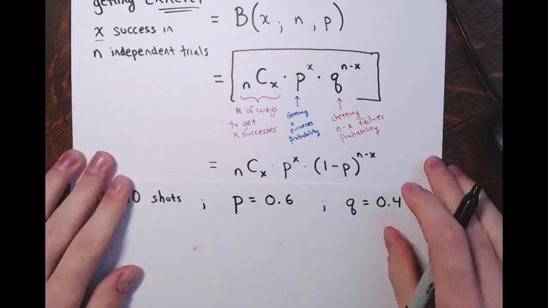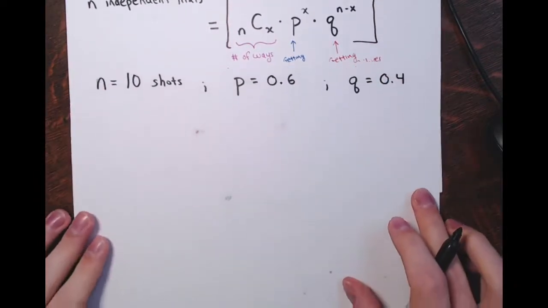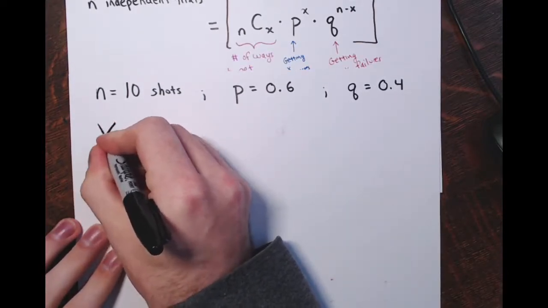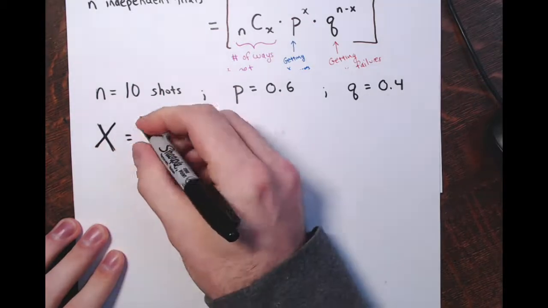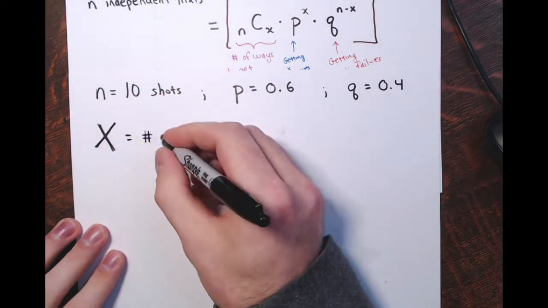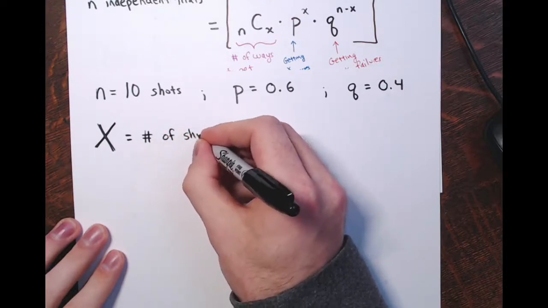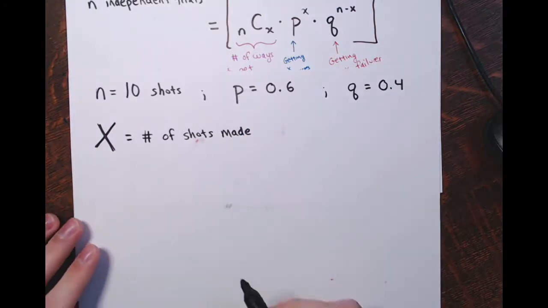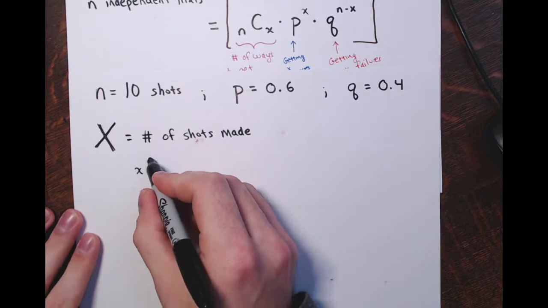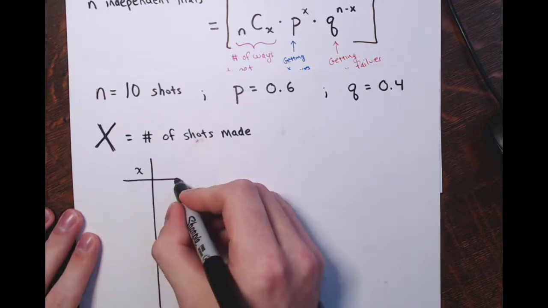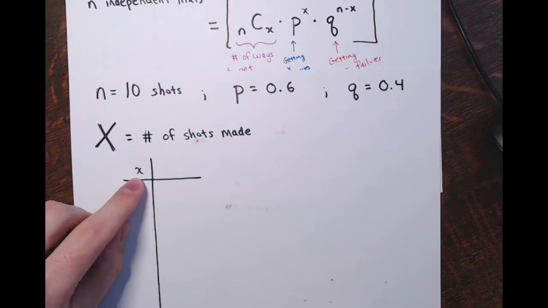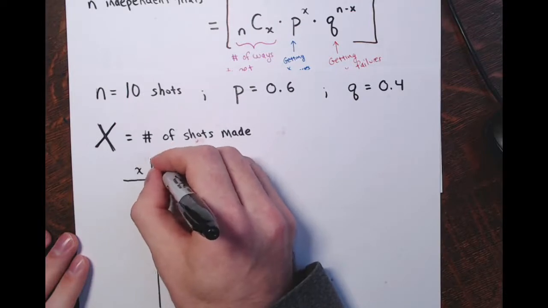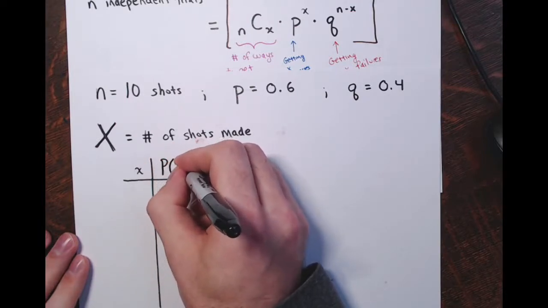All right. Now, what I'm going to do here, we have a random variable called capital X, and X is going to be the number of shots made, the number of successes. And we could make a little table if we wanted. Remember, little x represents numerical values of capital X, and then in the next column we have the probability that capital X equals little x.